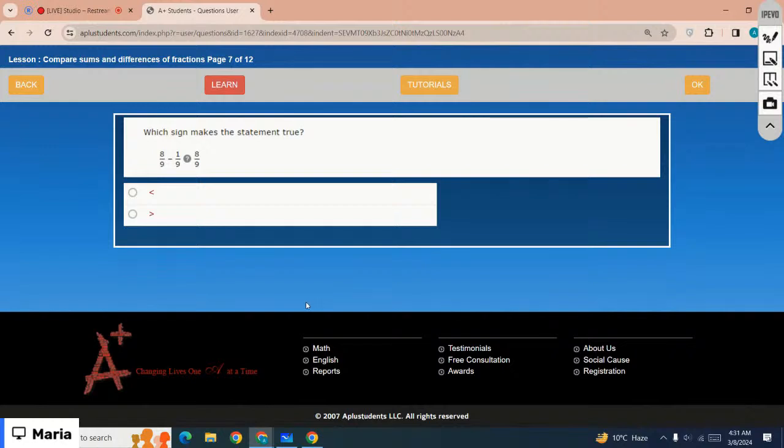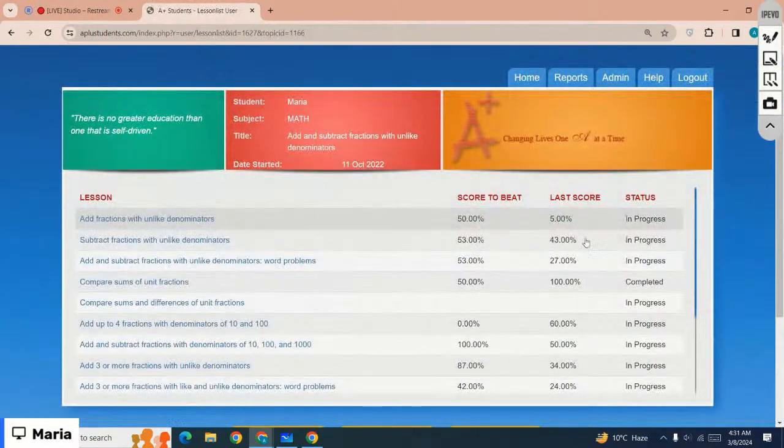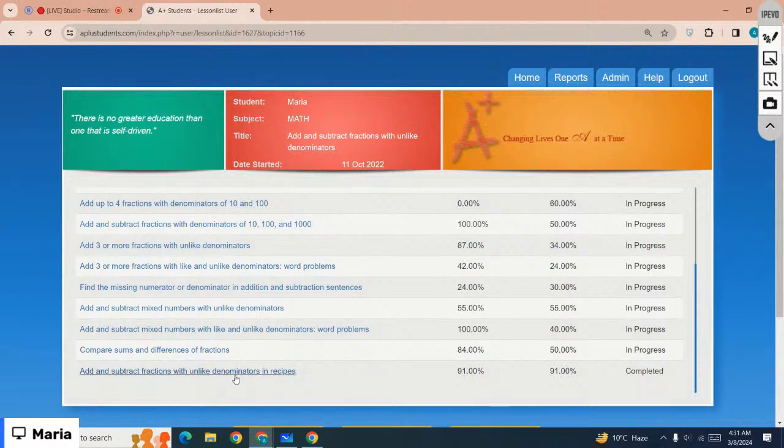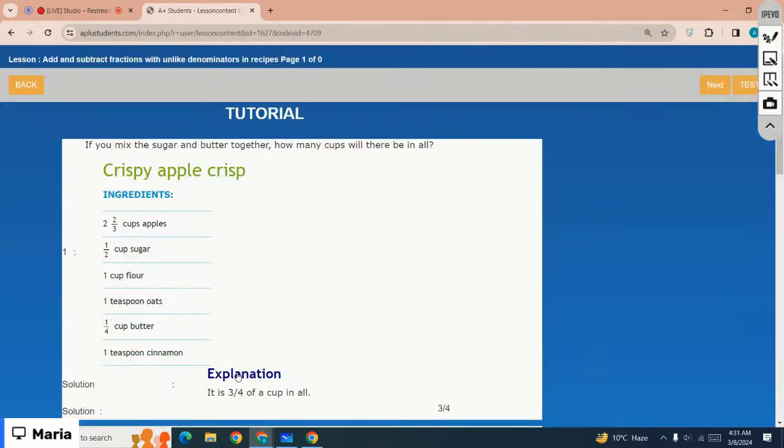Yes, that is less than 8 over 9. Okay, you can complete the lesson by yourself later today. Let me just move on to the next lesson, and the next lesson is add and subtract fractions with like and unlike denominators in recipes.